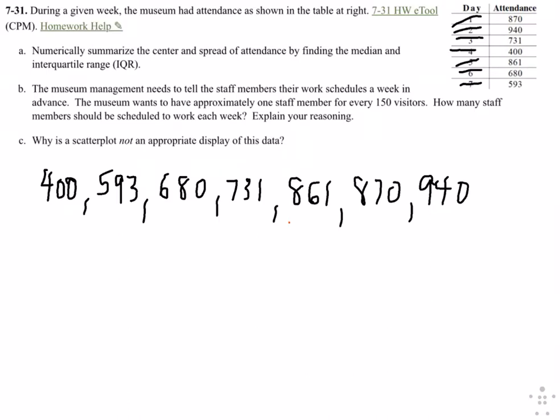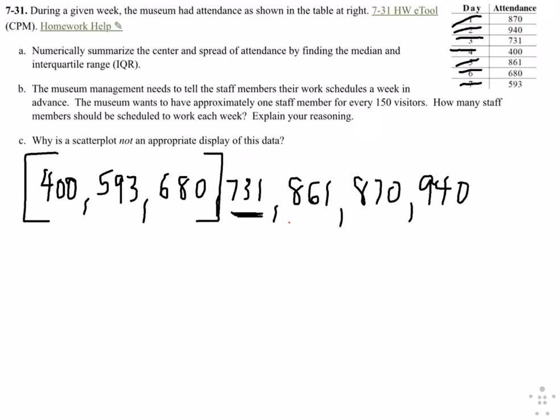Okay, so for part A, find the median, we have to find the middle number. So the middle number we count in from both sides. And if I count in 1, 2, 3, 4 from both sides, the median is 731.